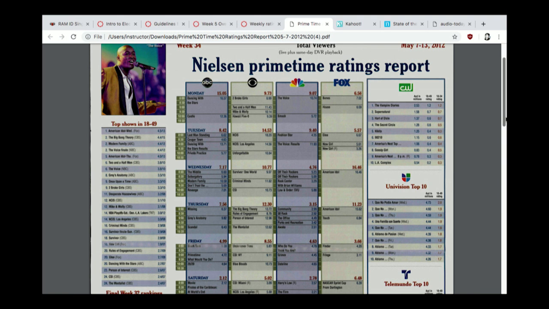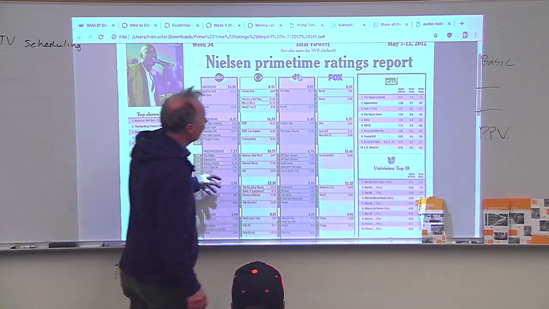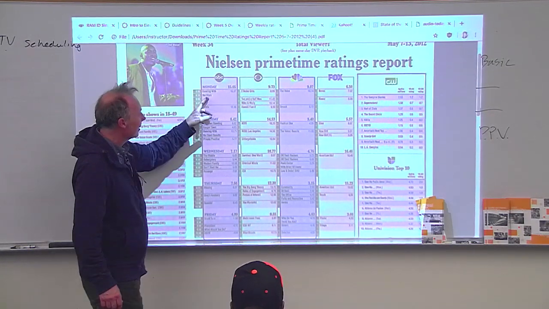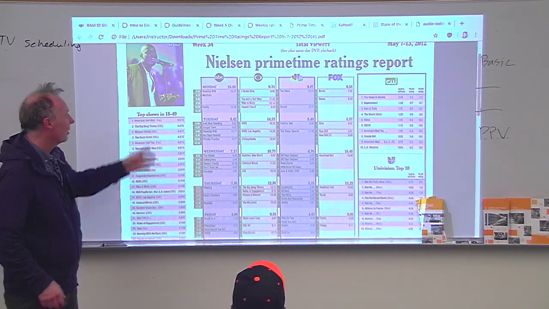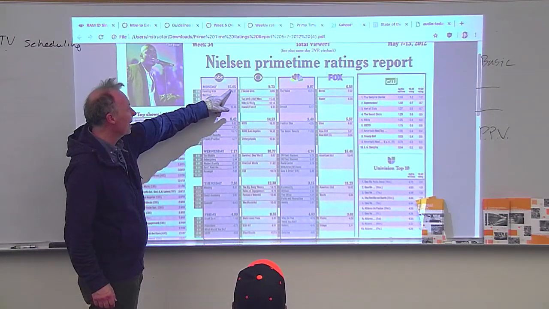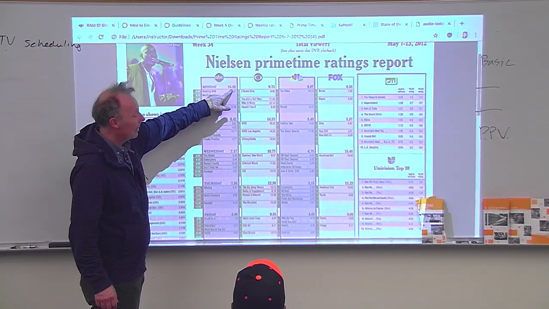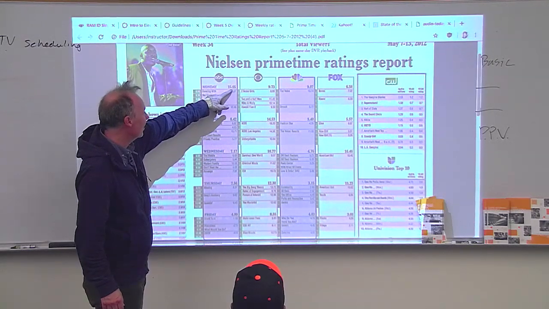What we're looking at here is each of the networks, what they were programming on Monday, Tuesday, Wednesday, Thursday, Friday. There's ABC, CBS, NBC, Fox. The CW is over there as well. But what's interesting is to look at how they compete with one another. So if we're looking at Monday night, the average rating that they got for the night was 15, which means 15% of households were tuned in, right?